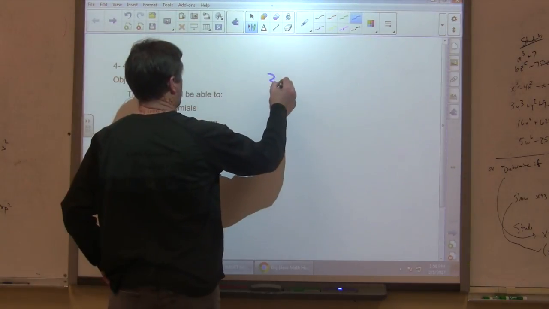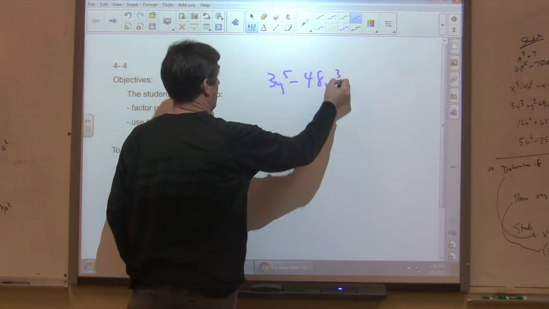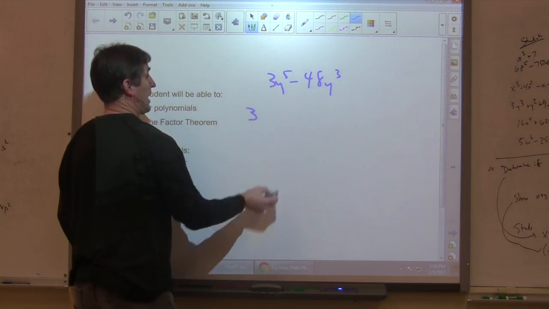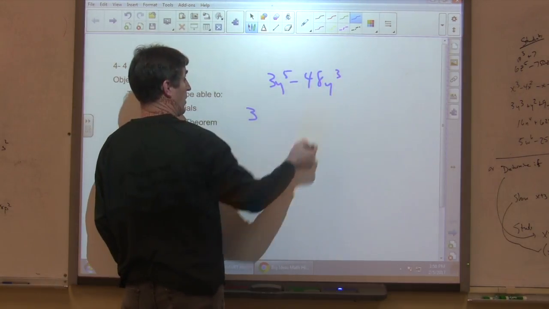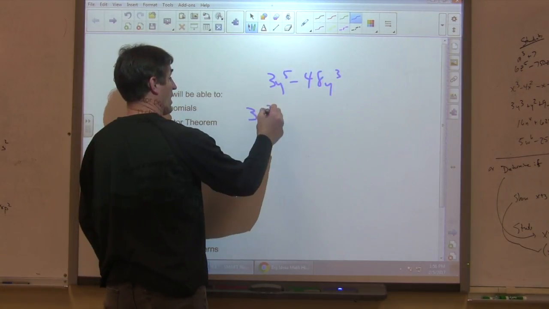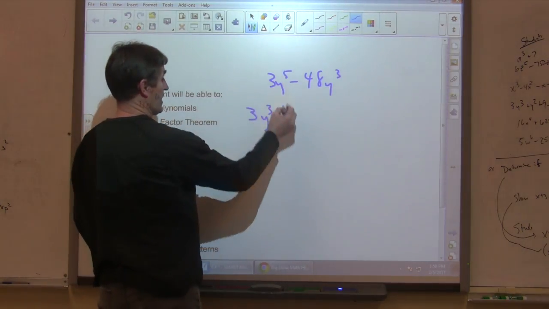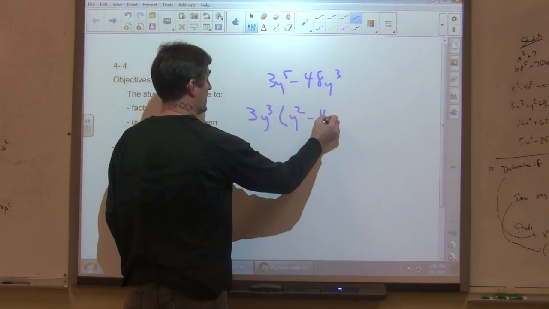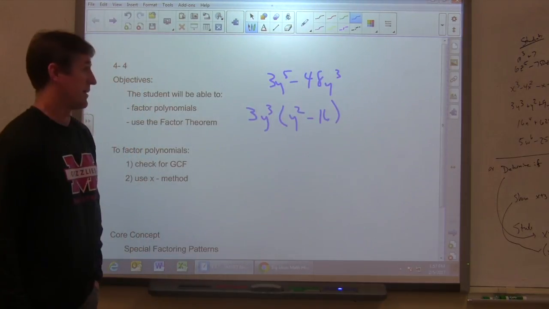Do 3y to the 5th minus 48y to the 3rd. So 3 goes into both these, so I can pull a 3 out. Then we have 5 y's here and 3 y's there, so we can pull out 3y cubed as the greatest common factor. And so to get from here to here, we need a y squared, and 3 goes into 48 16 times, and we have our y to the 3rd, so it's there.